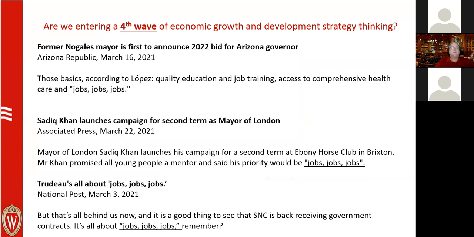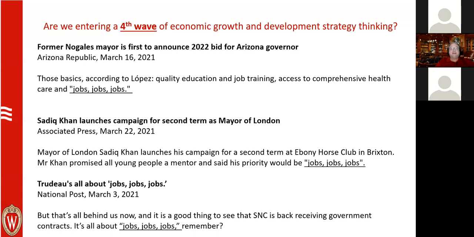Indeed, the former mayor of Nogales is the first to announce running for Arizona governor in 2022, based on job training, education, comprehensive, and jobs, jobs, jobs. When Scott Walker was first elected governor, people asked him what his economic development policy was. He said jobs, jobs, jobs. The mayor of London, who's running for his second term, said his primary focus would be jobs, jobs, jobs. The Prime Minister of Canada, you know, is jobs, jobs, jobs.